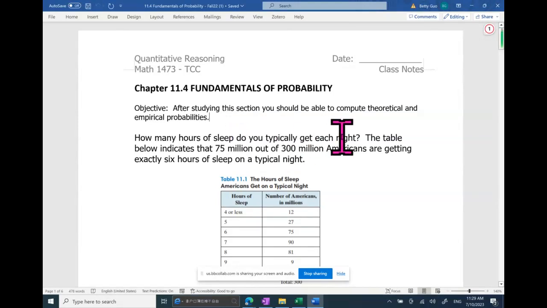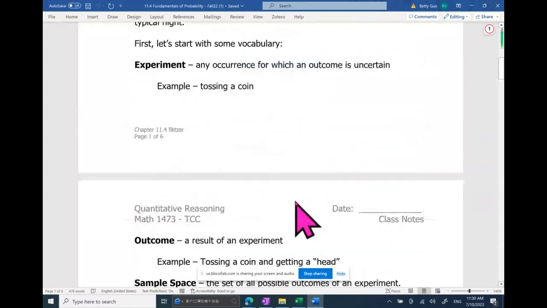So let's start from the theoretical probability model. Okay, let's start from theoretical probability model. Theoretical probability is also called a classical probability. Let's introduce some simple basic definitions. Let's start from experiment.